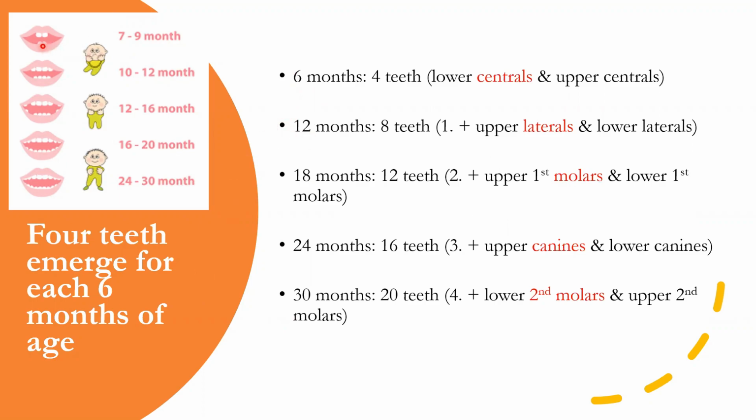So at 6 months, the central incisors erupt both upper and lower, that is 4 teeth, and by 1 year of age, 2 laterals of both upper and lower arch erupt, so that makes up 8 teeth. By 1.5 years of age, the first molars come, so that makes a total of 12 teeth. And by 24 months or 2 years of age, canines erupt along with the rest of the teeth, and by 2.5 years, all the teeth erupt. So the last tooth to erupt is the second molars.